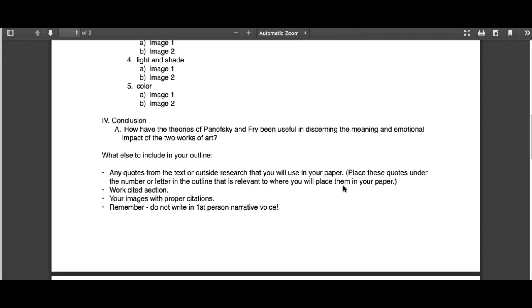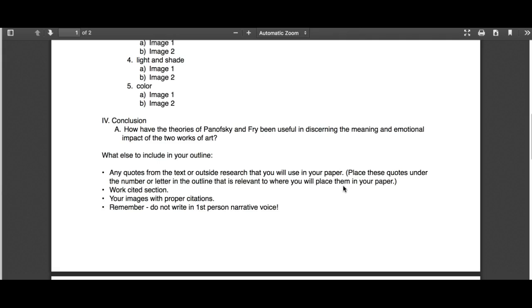Make sure you do your works cited section now. Get it over with. Get it done. And that way next week, guess what? Once you've written the whole paper, you don't then have to go back and do a works cited section. You've already got it done. Make sure you include your images here in the outline with proper citations, not just links to the images, the actual images.